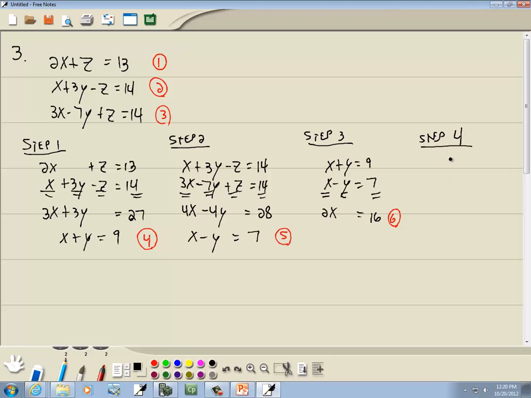Step 4 was to solve equation 6. So we got 2x equals 16. Divide both sides by 2. And we get x is equal to 8.